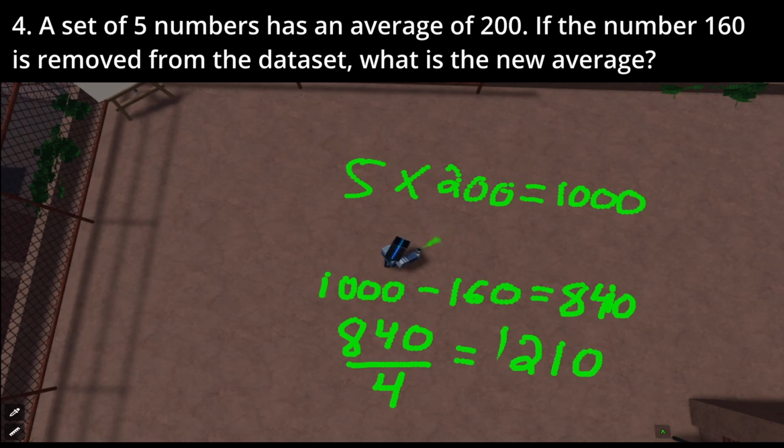So think about this. This makes sense because our average was initially 200, and we removed a number that was lower than 200. So therefore, our average should go up. Let's go to the next problem.